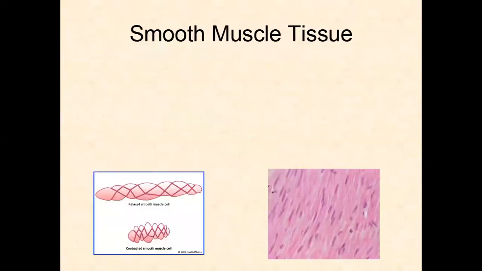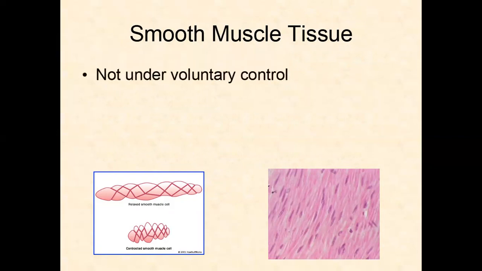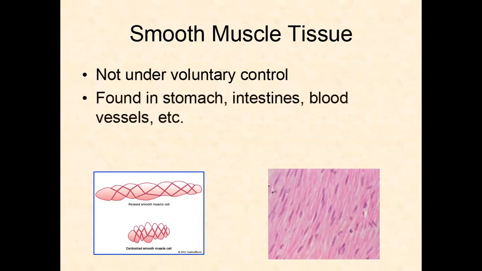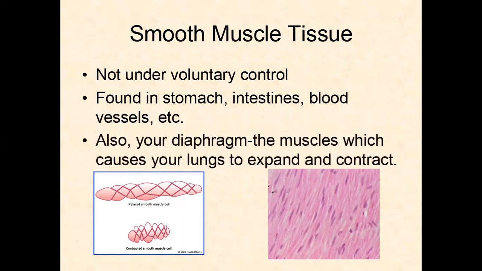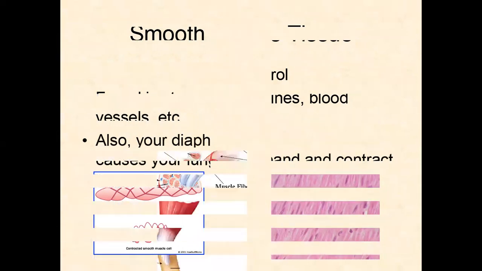So, what is smooth muscle tissue? Smooth muscles are not under voluntary control, that is, they cannot be controlled by oneself. They are found in the stomach, intestine, and blood vessels. All of these organs work involuntarily in the human body because the body cannot control these types of organs. Also, in the diagram, the muscles which cause your lungs to expand and contract. In this pictorial view, we can see the smooth muscles in their shape.